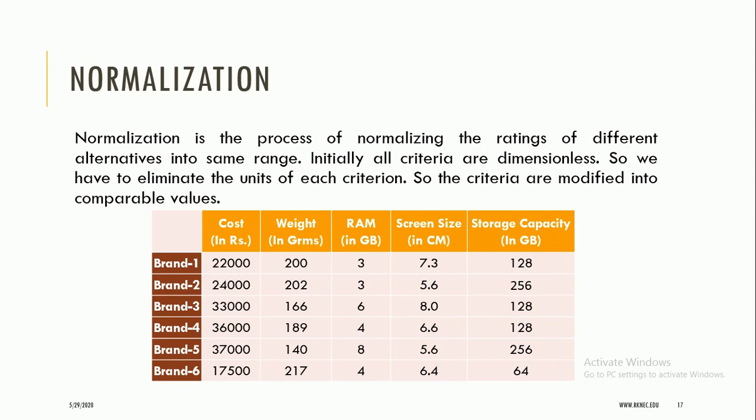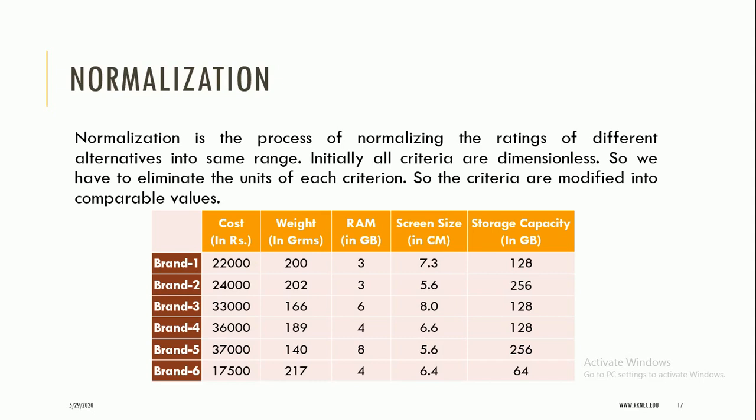Initially all criteria are dimensionless, so we have to eliminate the units in each criterion. This is a price unit, this is a gram unit, this is a GB unit, this is a centimeter unit, and this is storage capacity again in GB. So we need to eliminate all these units. That is why normalization is necessary: we convert the criteria and they get modified into comparable values.